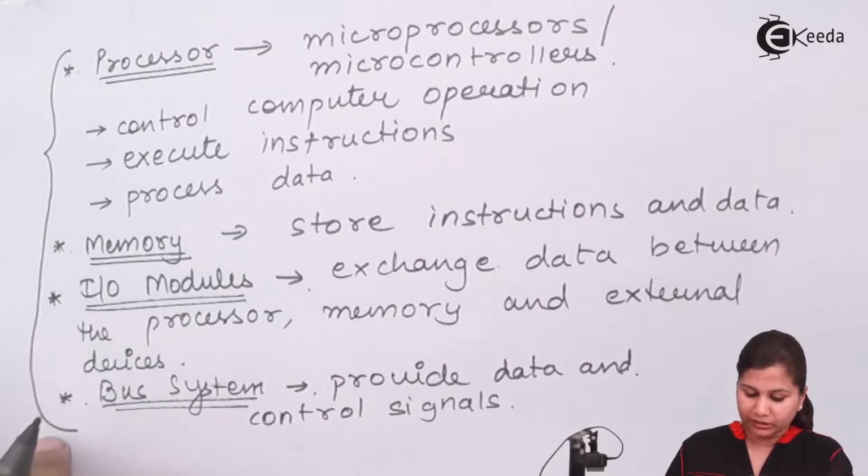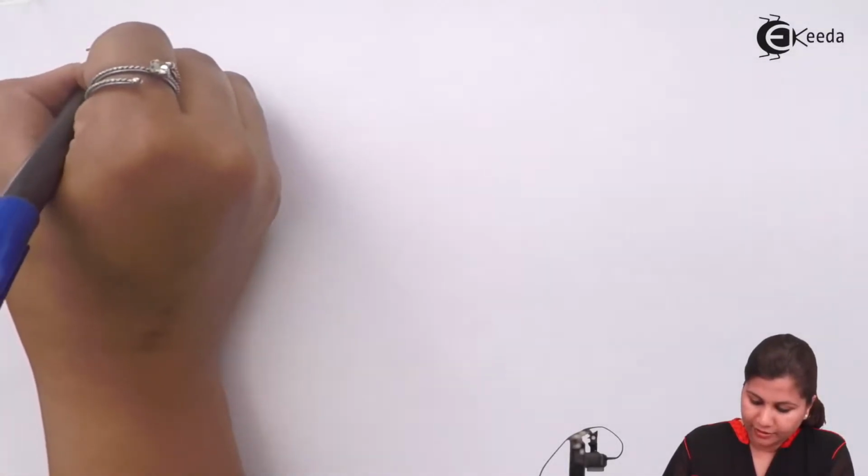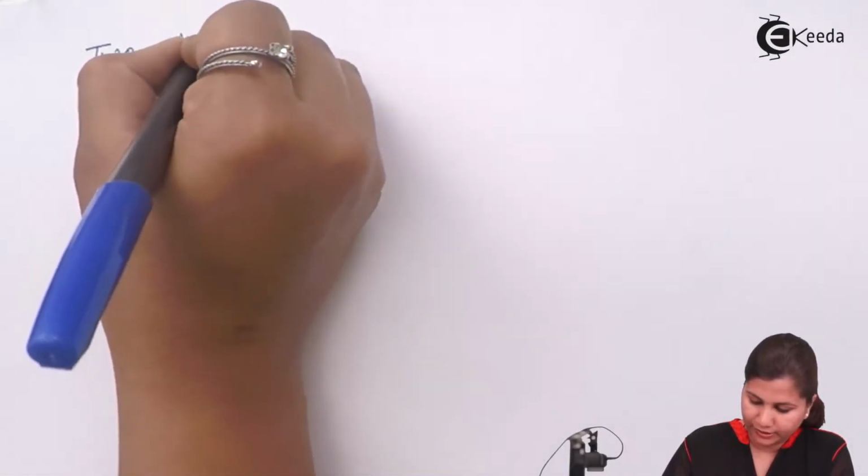Now, this architecture in the embedded system is divided into two types. One is the von Neumann architecture and the other is the Harvard architecture. Let's see what the configuration of the system is in these two types of architectures and what the difference between them is. So basically there are two types of architectures.